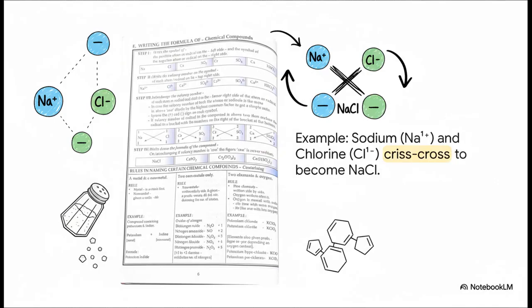Let's make something everybody knows, table salt, or sodium chloride. Step 1, symbols. We write down Na and Cl. Step 2, valencies. We put a 1 plus on top of sodium and a 1 minus on top of chlorine. Step 3, crisscross. The 1 from sodium zips over to chlorine, and the 1 from chlorine zips over to sodium. And for our last step, there's a rule that says we just ignore the number 1. So we just push them together and bam, NaCl. You did it. You just wrote your first chemical word.